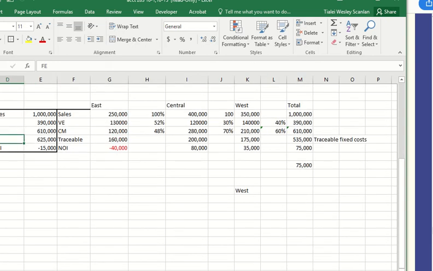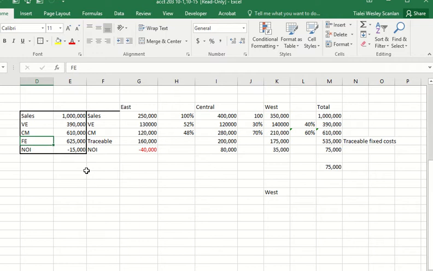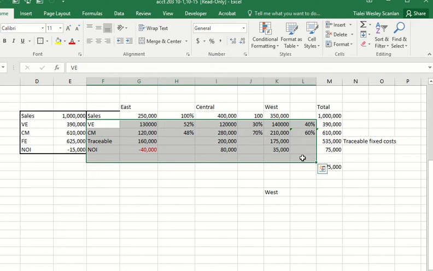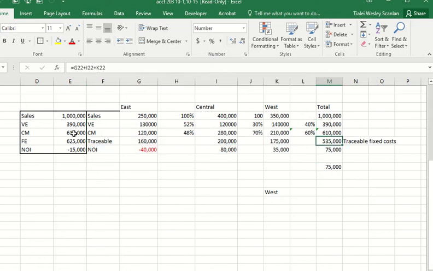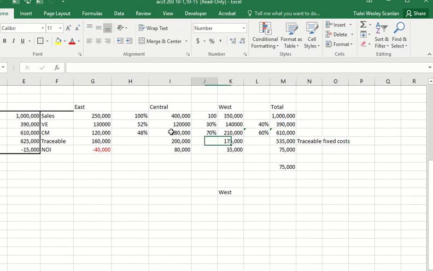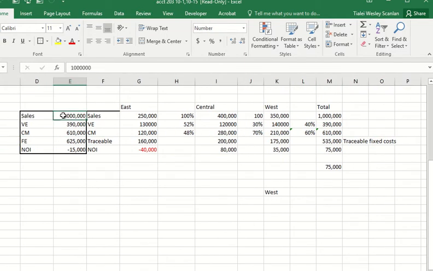But if we look at these fixed expenses, oh geez, sorry guys. This is consolidated, this is everything, and then it's broken down. And I've only traced 535 when really I had a total of 625 in expenses. So I'm missing some here. If you were to compare sales, I have all the sales accounted for by division. I have all my variable expenses accounted for. Contribution margin looks great. Fixed expenses are not the same. And they had a net operating income of negative 15.